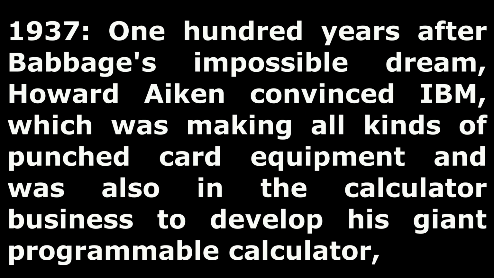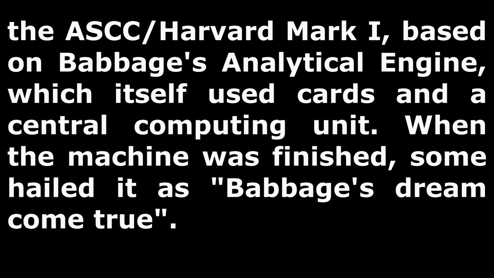1937, 100 years after Babbage's impossible dream, Howard Aiken convinced IBM, which was making all kinds of punched card equipment and was also in the calculator business, to develop his giant programmable calculator, the ASCC/Harvard Mark I, based on Babbage's analytical engine, which itself used cards and a central computing unit. When the machine was finished, some hailed it as Babbage's dream come true.